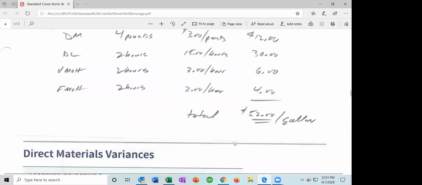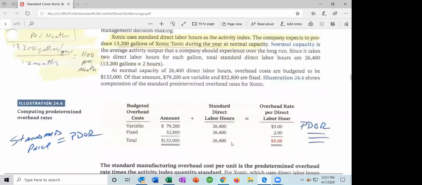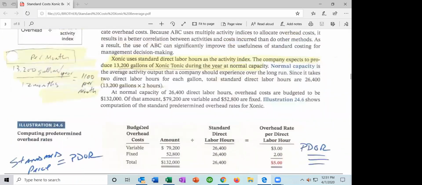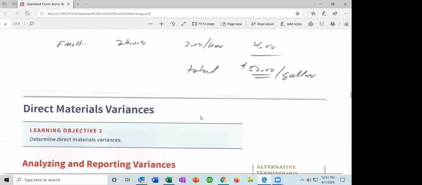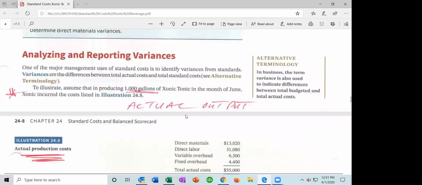However, let's go back a little bit. When they prepared their budget, they estimated they were going to make 13,200 gallons per year, which is 1,100 gallons per month. That was their estimate, and they built the budget based upon the estimate. However, the actual output was only 1,000 gallons, 100 gallons less than the budget.